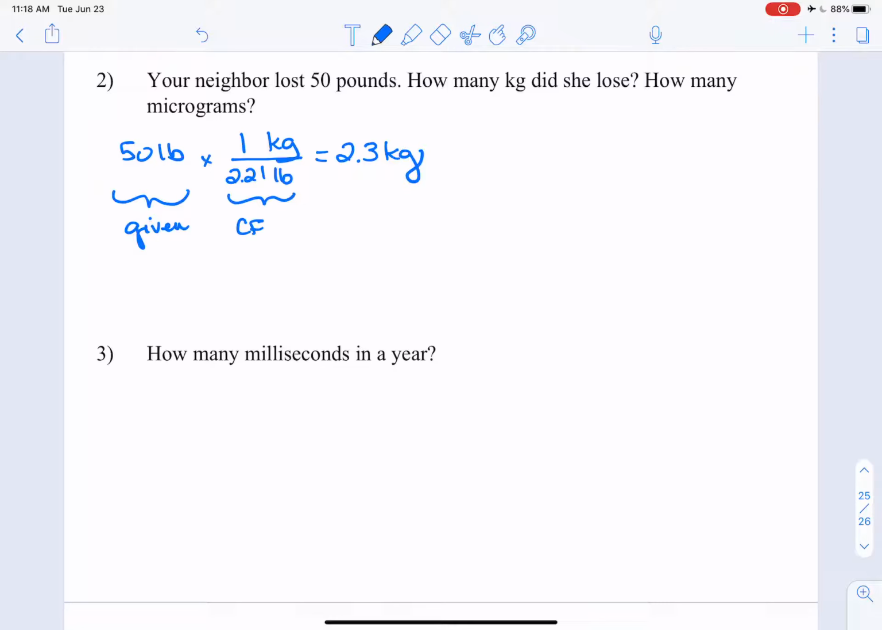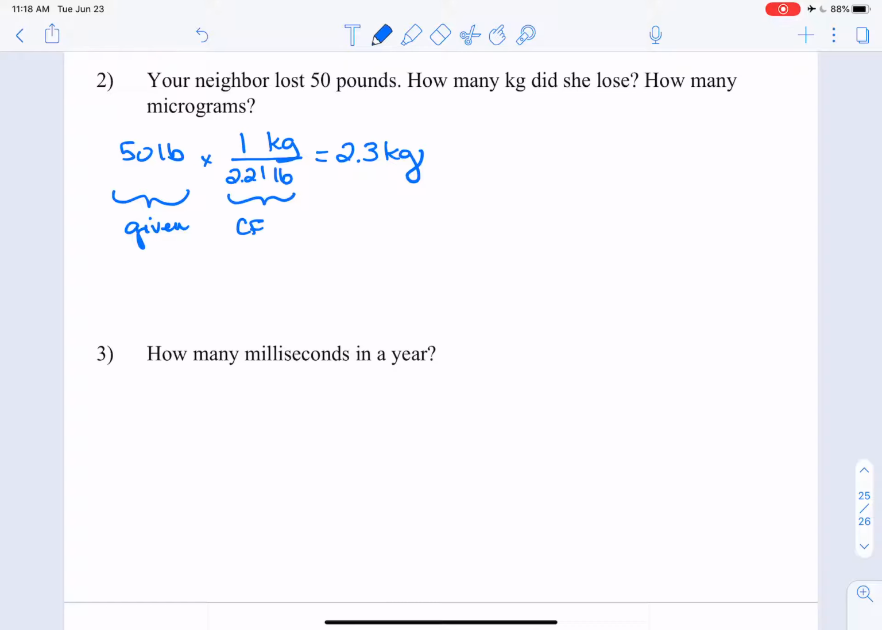Now, those of you who know how to do significant digits, don't worry at this point. Just let this one go. We'll do correct significant digits once we've had the significant digit lesson. Okay, so don't worry about that 0 on the 50. For the rest of you who are like, what on earth is a significant digit? Don't worry about it. We will get there. Okay, so we have 2.3 kilograms.